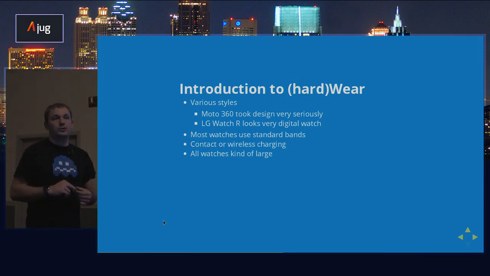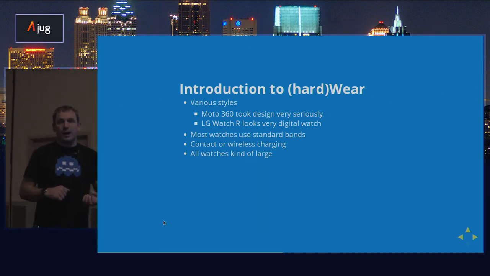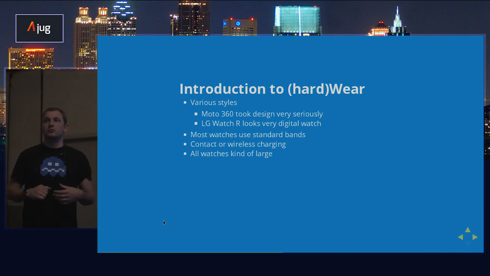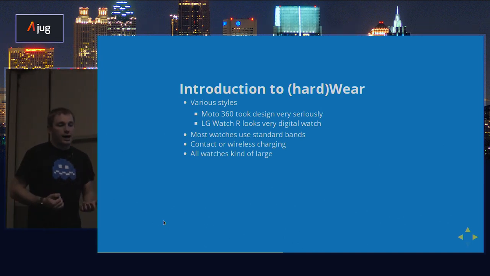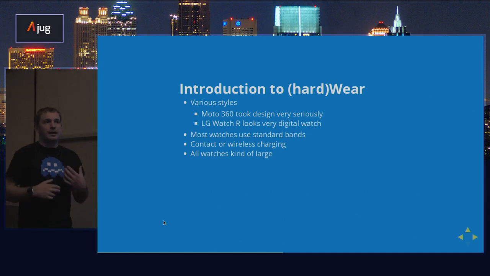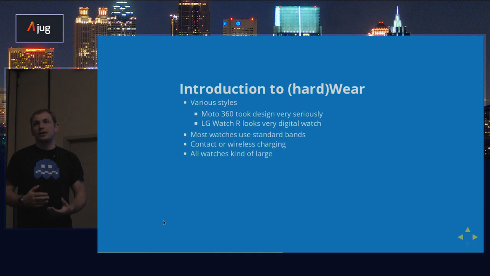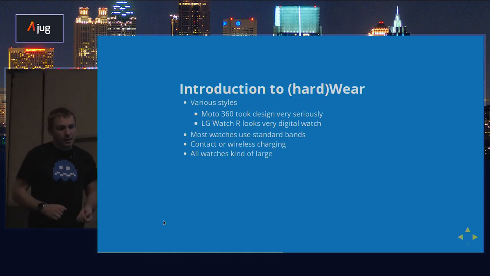In the round watches, for instance, there's the Moto 360 and the LG G Watch R. Yeah, that's a mouthful. The Moto 360 really spent a lot of time on having a very nice, very jewelry accessory design. The LG G Watch R took a much more digital watch look. I don't want to say low-end Casio, but it has that big rubber look, that very rugged look.